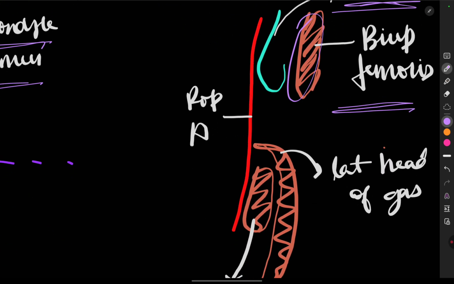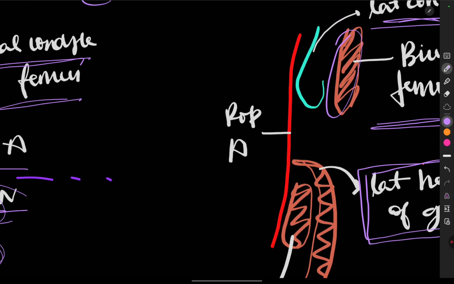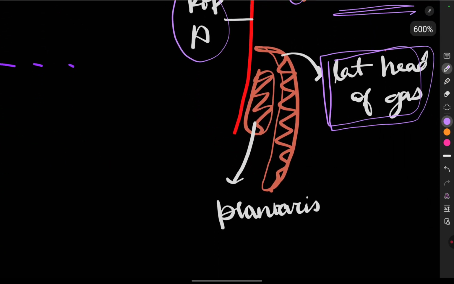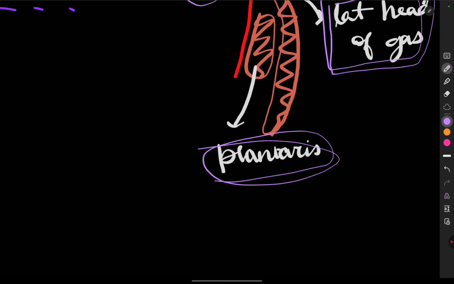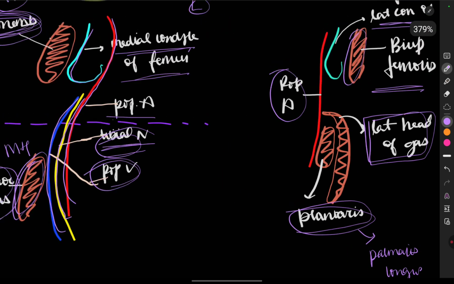We have already seen the boundaries, right? So it is kind of similar to that. And we had the medial head of the gastrocnemius on the medial side, and on the lateral side we have the lateral head of the gastrocnemius. So this is the popliteal artery as you see, and we have the plantaris muscle. The plantaris muscle is a degenerated muscle, and it is homologous to the palmaris longus muscle, as we have already studied in our previous video.